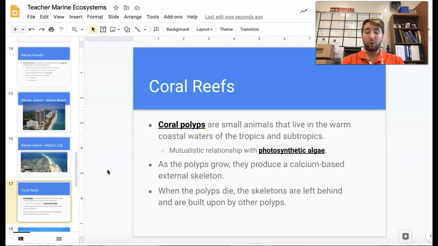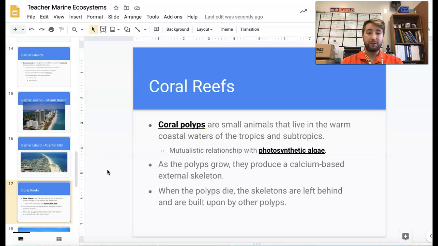All right, so let's talk about coral reefs. Coral reefs are really interesting, really cool. But I bet you didn't know that coral reefs are actually a mutualistic association. There are two different things to a coral reef: the coral polyps and then this photosynthetic algae.